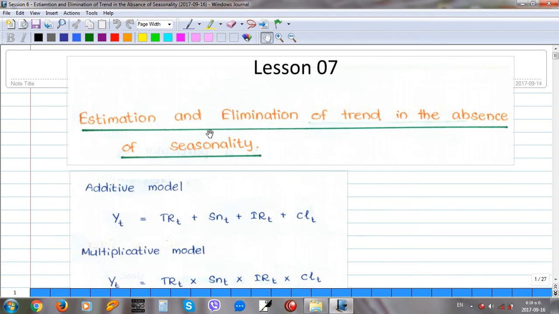You know that there are two models, the additive model and the multiplicative model. The additive model we can write as Y_t equals TR_t plus SN_t plus IR_t plus CL_t. These are the four components we already knew: trend, seasonality, irregular fluctuations, and cyclic variation. The multiplicative model you can also write by multiplying all of these components.